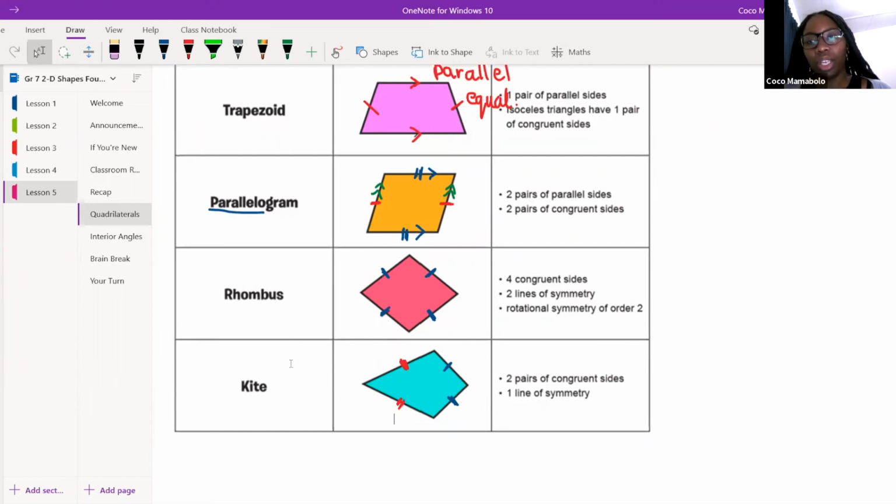Okay, all right. Can I get a thumbs up, thumbs down? How are we feeling about quadrilaterals? They're quite easy. They're so easy.